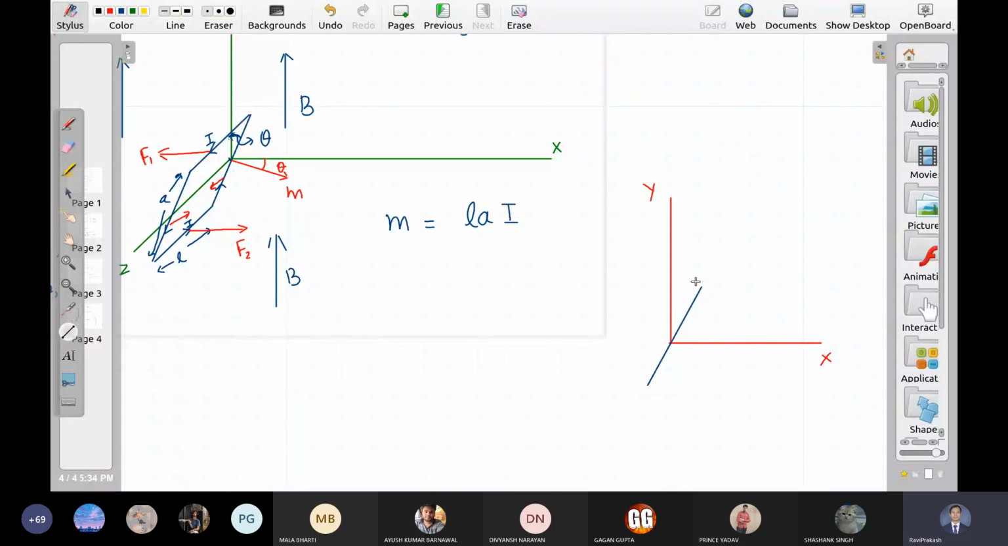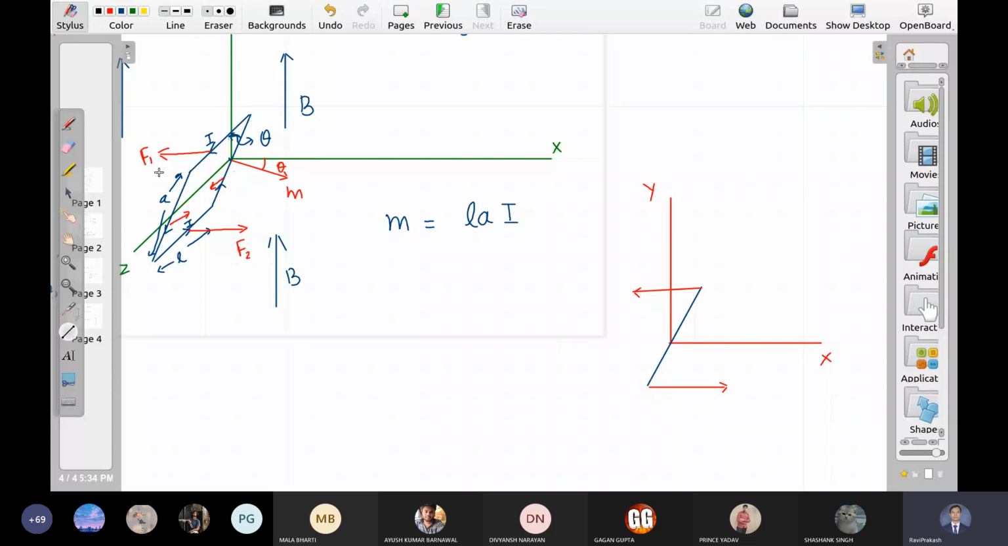There is a force on this side. There is a force on this side, and the force on the other side is just opposite to each other, that are trying to compress or stress the loop. Two forces are trying to rotate it and two forces are trying to stretch or compress it. So what will happen when you put this loop in the field?